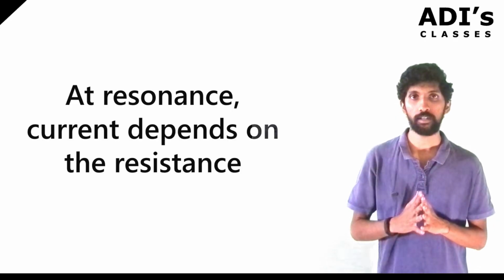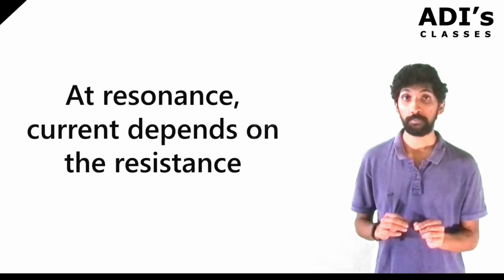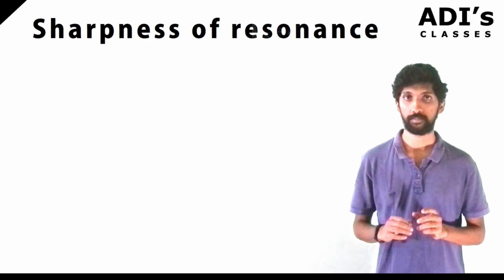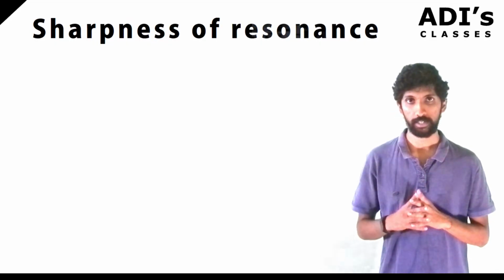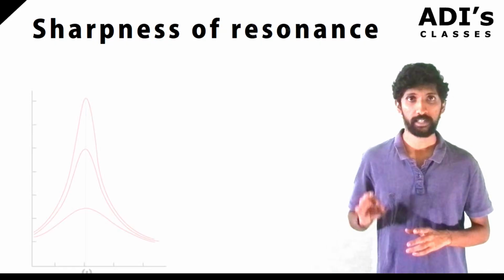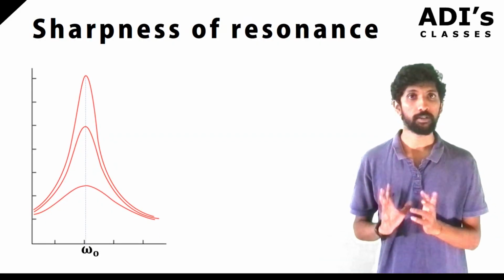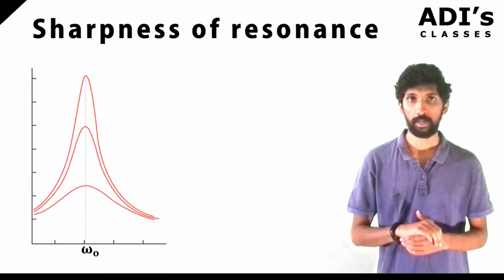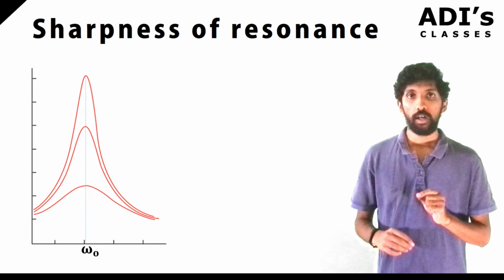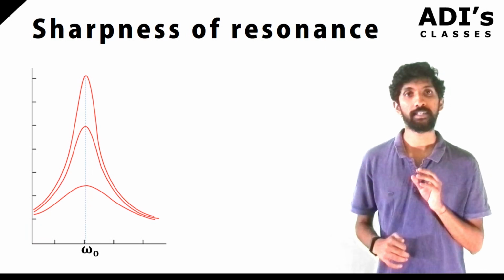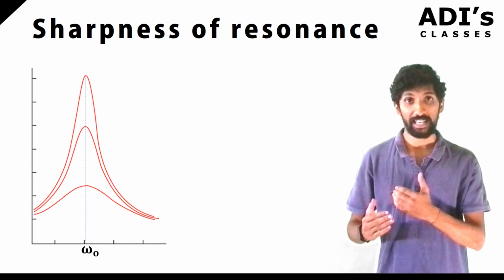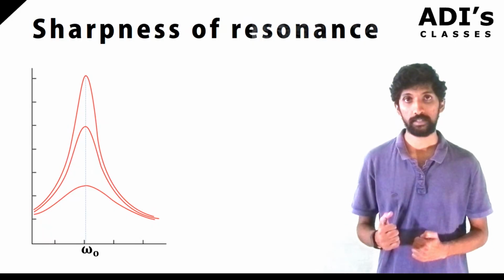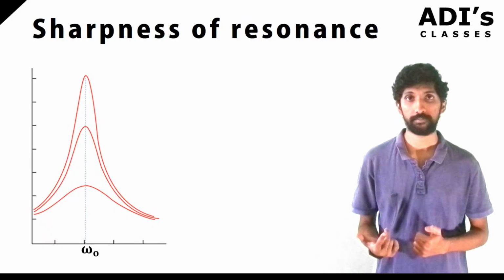So, what we get here is something known as the sharpness of the resonating curve. Okay, so if you look at the graph here, we have three graphs, correct? Now, for all these three graphs, we have only one resonating frequency. That's the omega naught value. Now, the only difference for these three curves is the value of the resistance. Meaning, the lesser and lesser the value of the resistance, more will be the current.